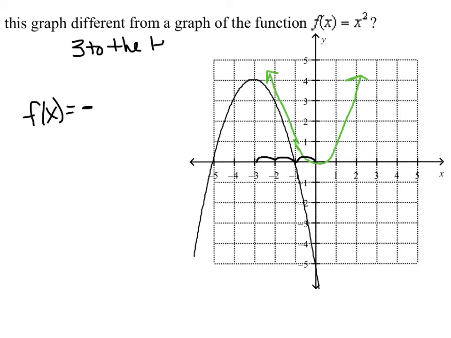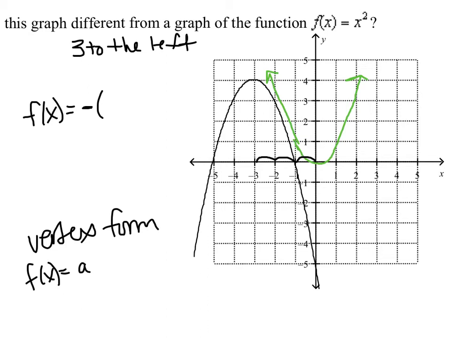Well, how can I write 3 to the left into an actual function? So what I'm doing right now is I'm writing this in vertex form. And think about vertex form. Vertex form is f of x equals a times x minus h squared plus k, where h, k are your vertex. Well, here's my vertex right here. That's -3, 4. So I could simply just go in and put in -3, 4.